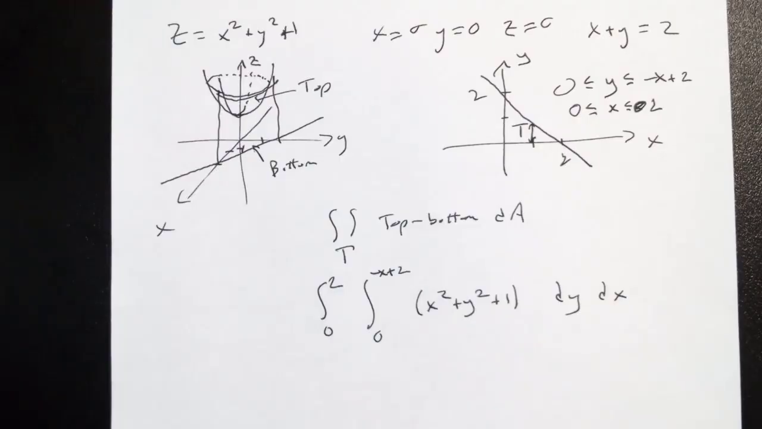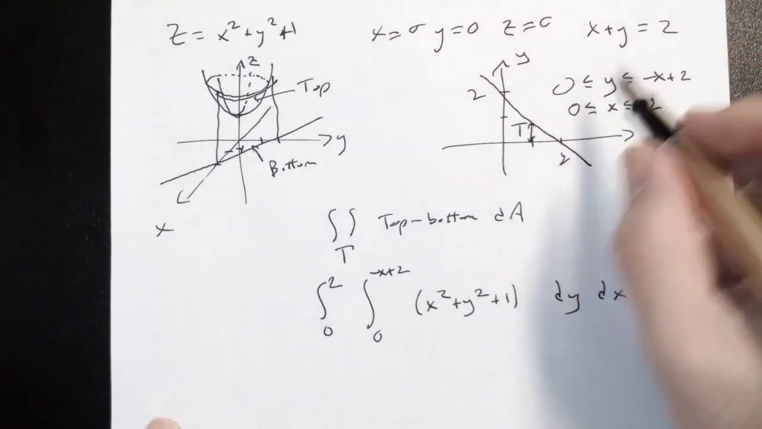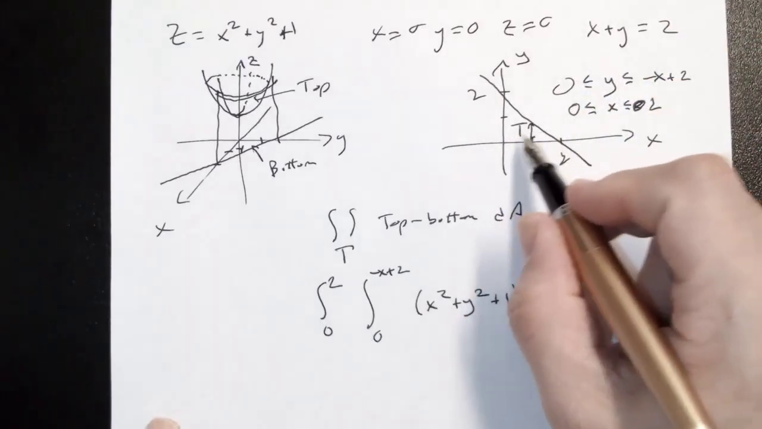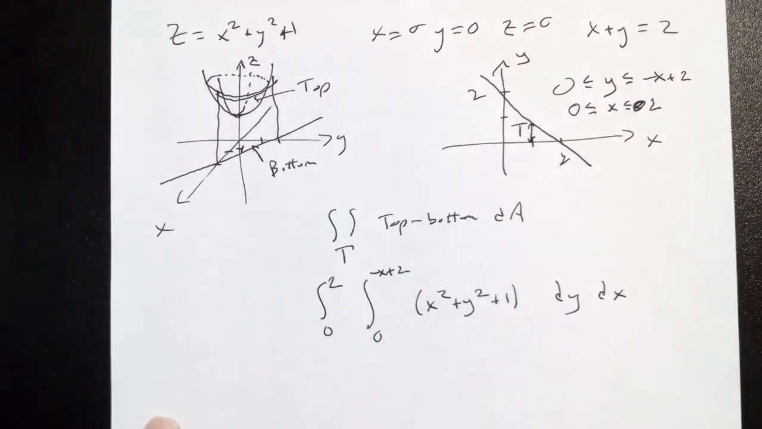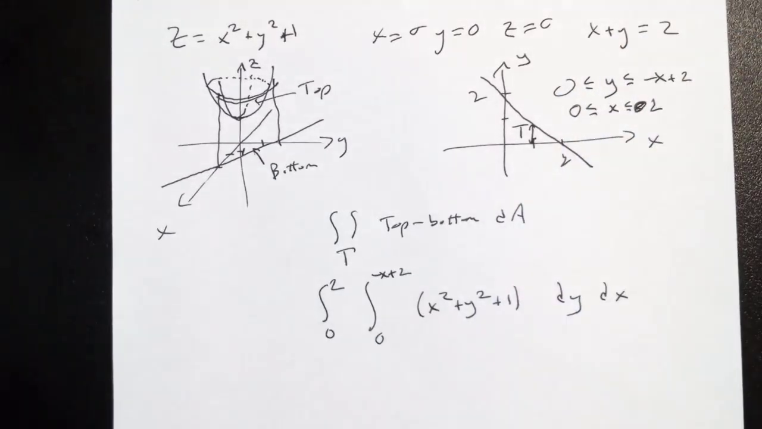Yes. This was going to be dx. Exactly. Because I'd have to rearrange this integral to go first in this direction. And that's an x at the bottom and an x at the top. That means I rewrite this equation, x equals negative y plus 2.